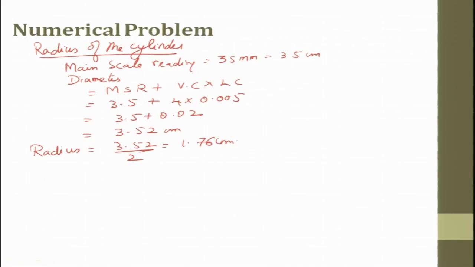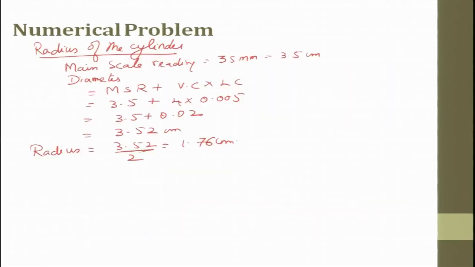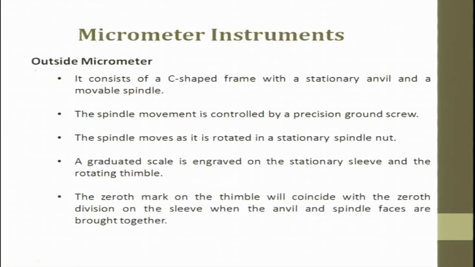Okay. This is also a very simple problem. Now you see we have given some real time examples. You measure this, see what division you get, and from that you find the least count, and you also find the radius of the cylinder. So, next we will move to the outside micrometer.